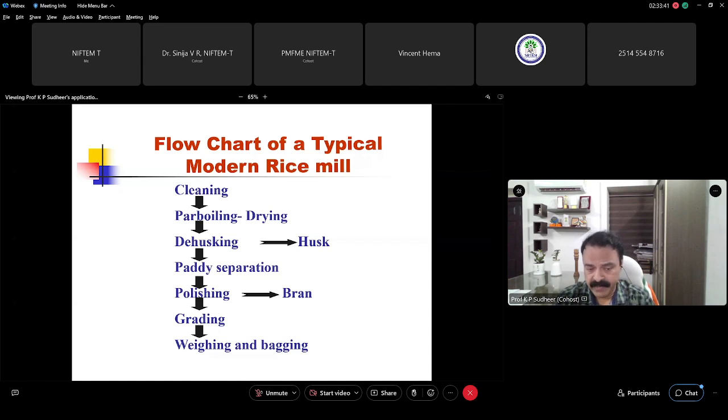Then we go to the grading, because after the polishing operation, with friction, with abrasive action, we are removing the bran. At that time, there will be some brokens among the whole grain during this process. So there will be different broken sizes, as was discussed by my previous speaker. The brokens we need to separate based on the commercial grade. That means small pieces, medium pieces, and also the full grain rice we will be separating by using the rice graders.